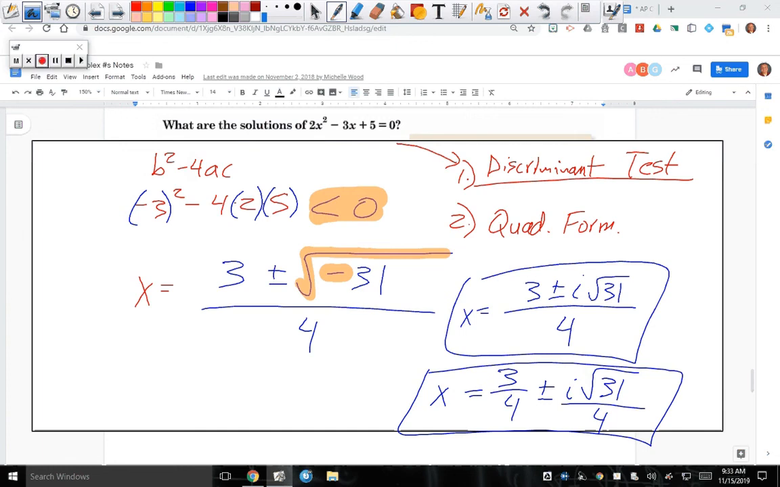Yes? Why would you add the plus and minus? Because the quadratic formula has the plus and minus. Okay, so that's a good question, because the quadratic formula is factoring x squared, which is what you're looking for, the two answers.